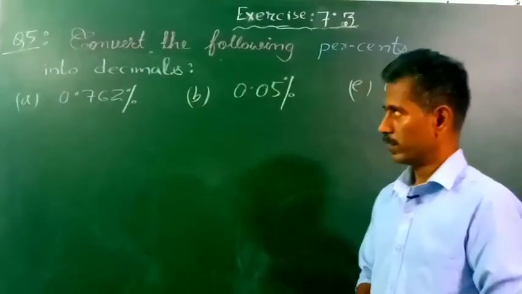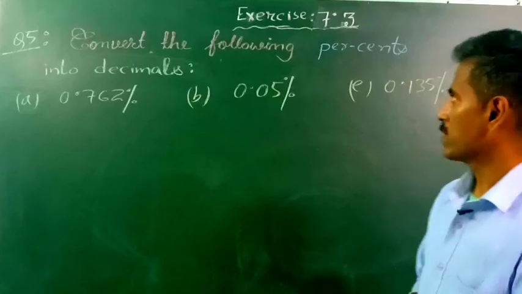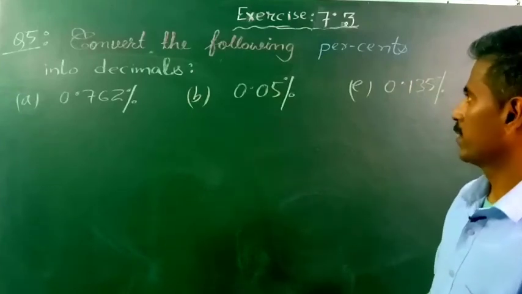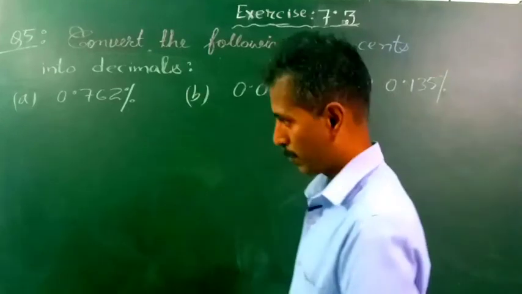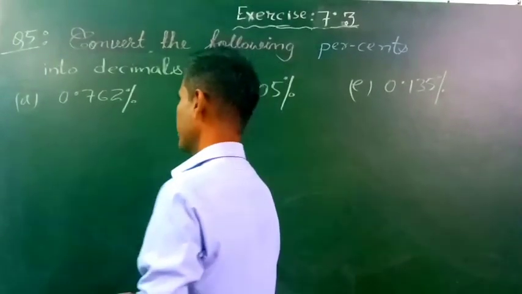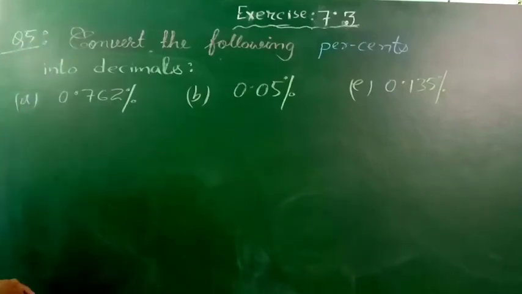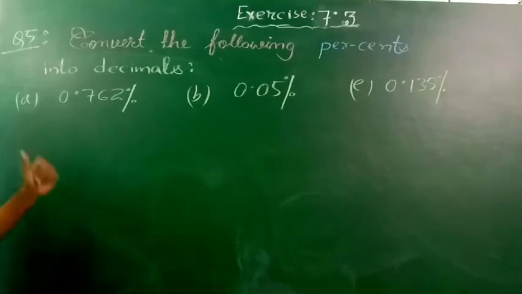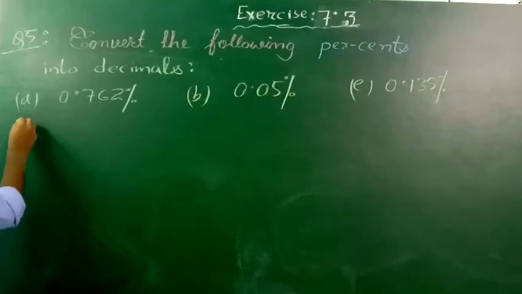Okay. Well, children, now see question number 5. Convert the following percents into decimals. So sub question A, that is 0.762%. Unlike the previous question, where we converted percents into fractions, in this question we have to convert percents into decimals. It is again easy, easier than that one also. See the solution.